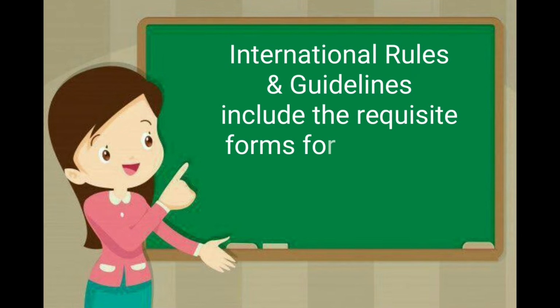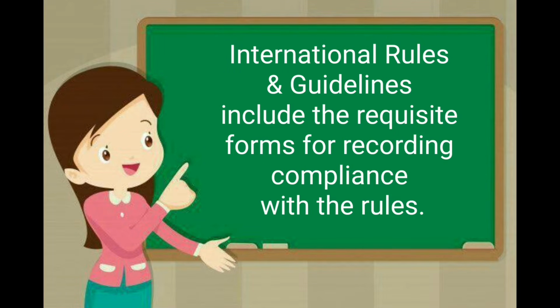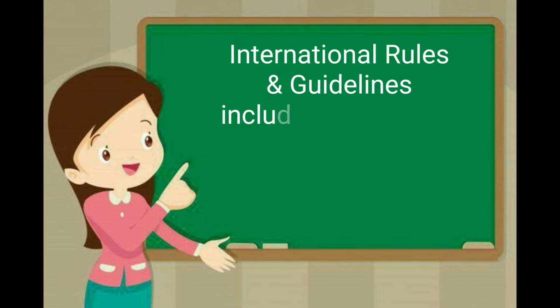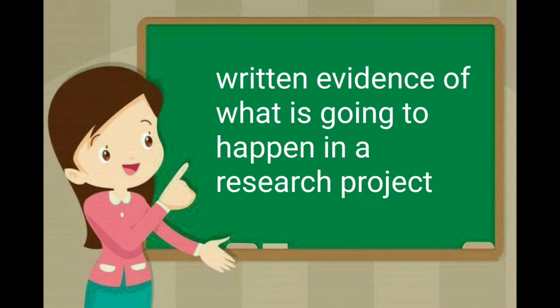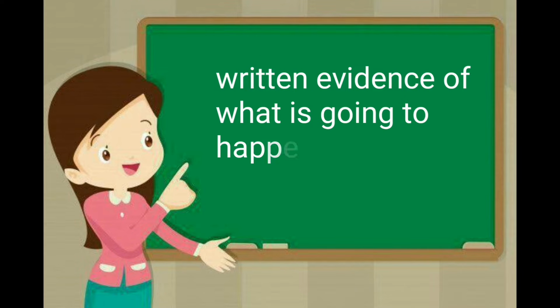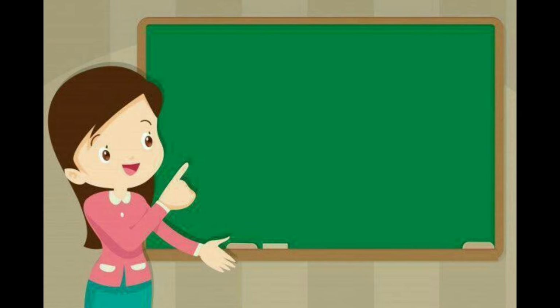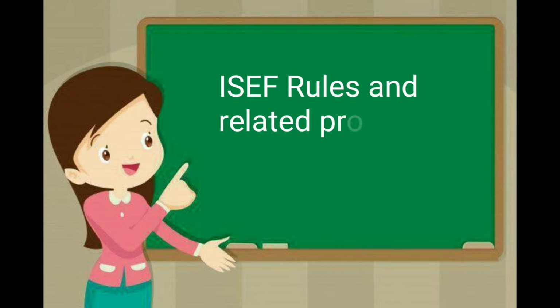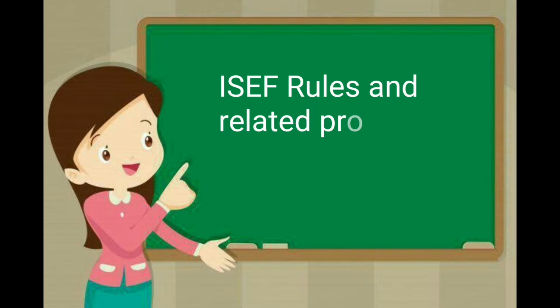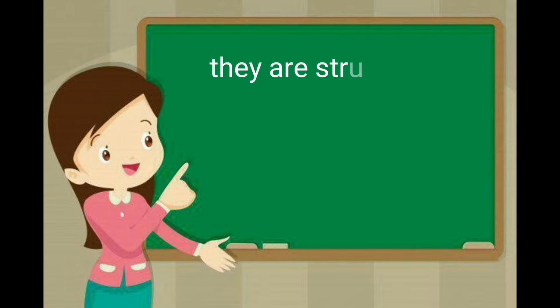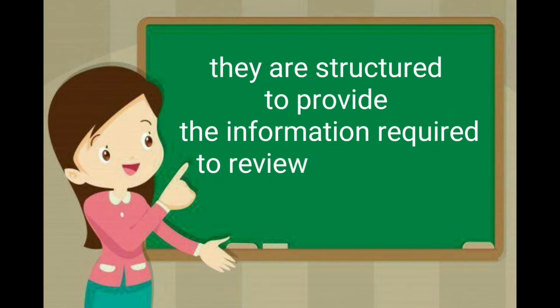Module 2, Research Process. The international rules and guidelines include the requisite forms for recording compliance with the rules. These steps constitute written evidence of what is going to happen in a research project or in some cases has already occurred. In order to ensure compliance with ISEF rules and related project laws and regulations, the forms are structured to provide the information required to review the project. Until any work takes place, the forms will be filled out and signed. There are 12 forms that should be filled out by every researcher.